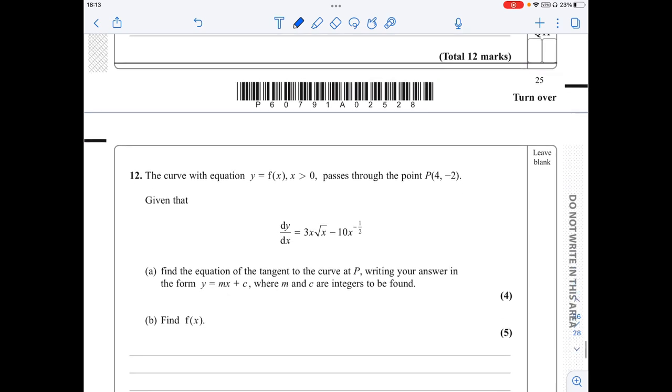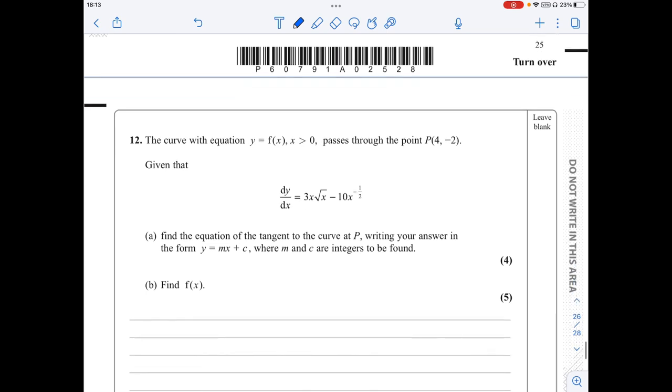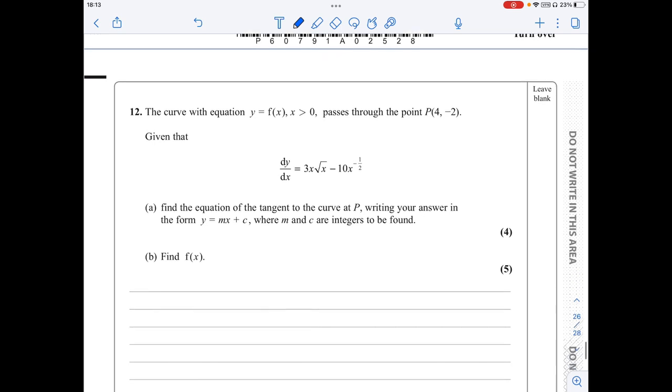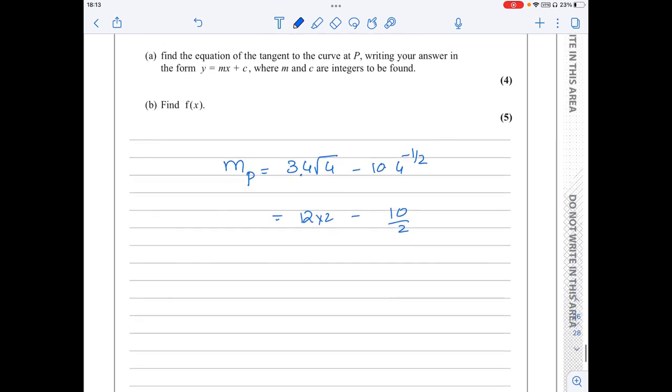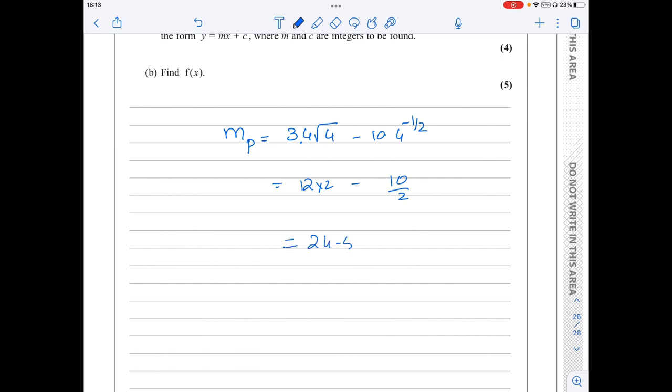Question number 12. The curve with the equation y equals f of x, where x is greater than 0, passes through the point P 4 comma minus 2. Given that dy by dx equals this expression, find the equation of the tangent at P. So plug in the value: 3 times 4 to the power of 3 upon 2 minus 10 times 4 to the power of negative 1 upon 2, which is nothing but what? 12 times 2 minus 10 divided by 2, which is 24 minus 5, which is nothing but what? 19. The gradient is 19.